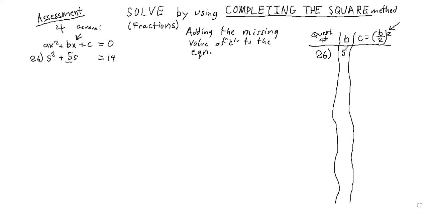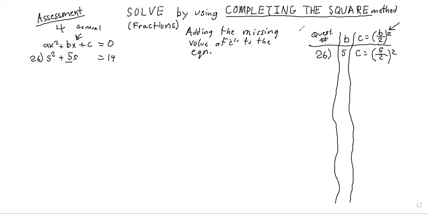Now that we've gotten the b value, we plug it into the formula and compute the c value. So c equals b over 2, squared. Here our b value is 5, so 5 over 2, squared. Now we check inside the brackets. If this is a number that can be simplified to a whole number, we simplify it. If not, we just use it as is. In this case, 5 over 2 cannot be simplified to a whole number, so we use it as is. And this is our c value.